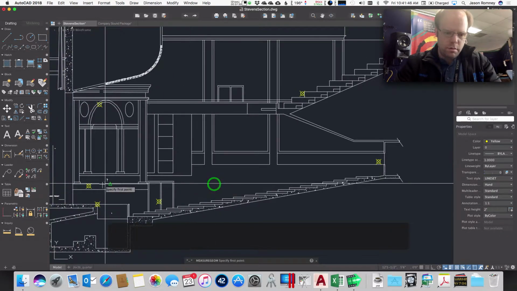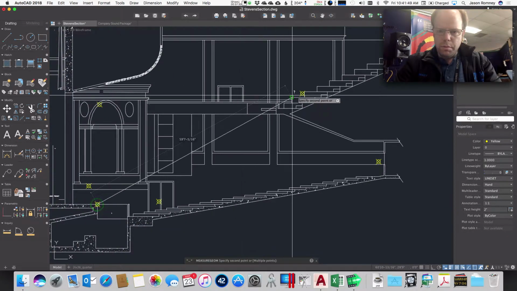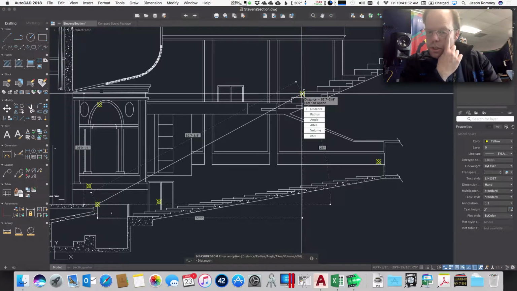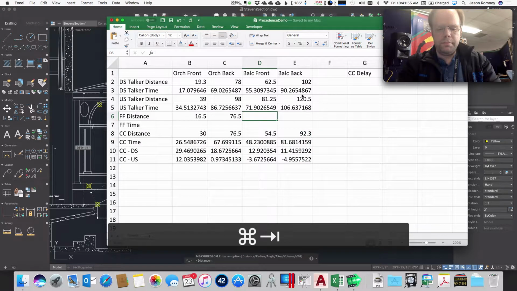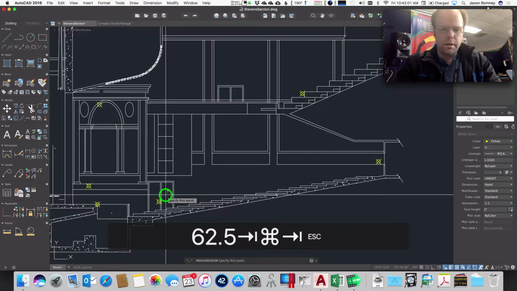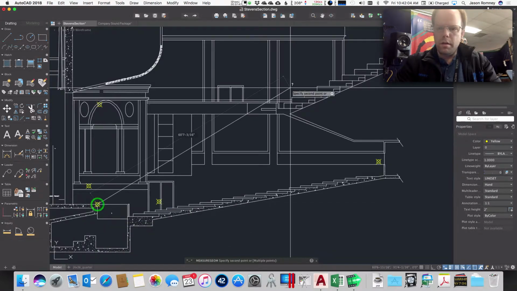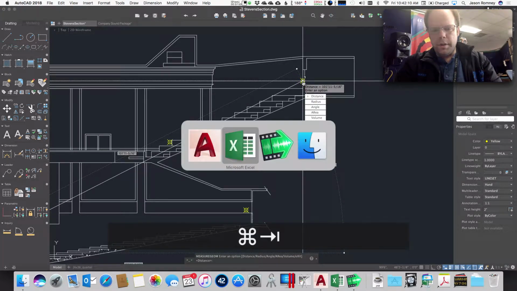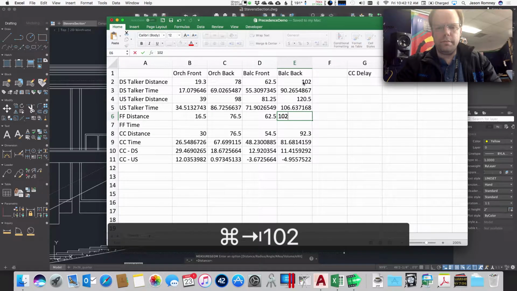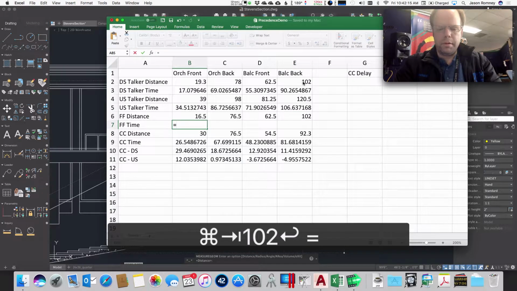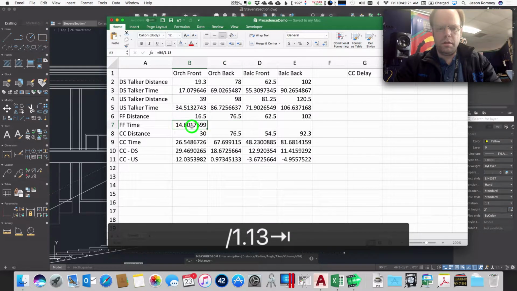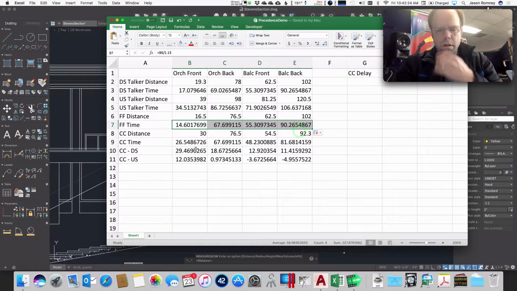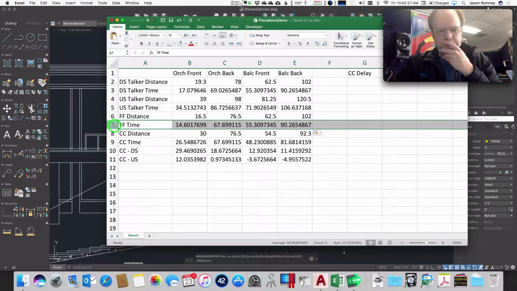And will be 62.5 feet away from the front row balcony. And it will be 102 feet away from the back row balcony. Let's convert that to time. All right, so there's my times for the front fill.